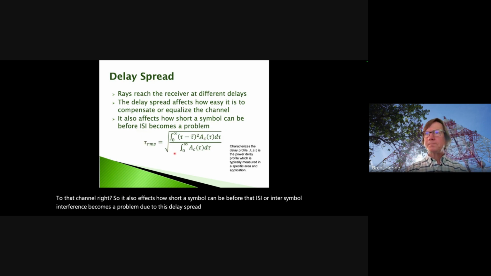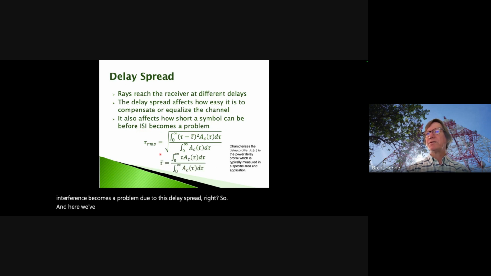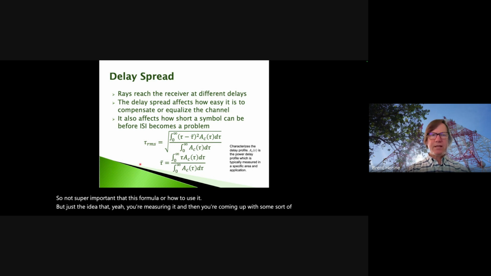And here we've got some metrics for characterizing this. Right. So this A_c of tau is this power delay profile. This would be measured, and then you punch it into this formula to calculate the RMS value of this delay spread. So not super important that you know this formula or how to use it, but just the idea that you're measuring it and then you're coming up with some sort of average.